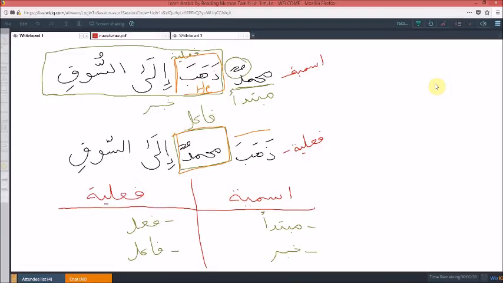Versus if I say ذهبت, I went. And the fa'il is not hidden because the ta is the fa'il here. That's saying I did it. But in ذهب, there is no fa'il that's written. Rather, it's hidden and built into the verb itself. You understand? No. So now that's where you're at.